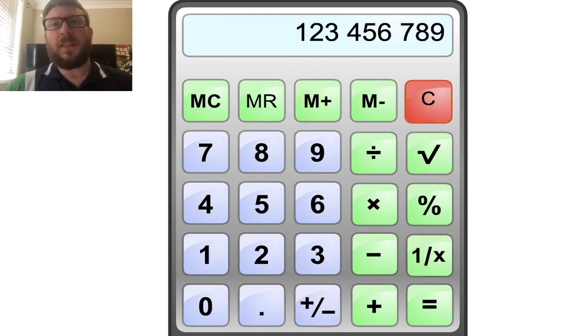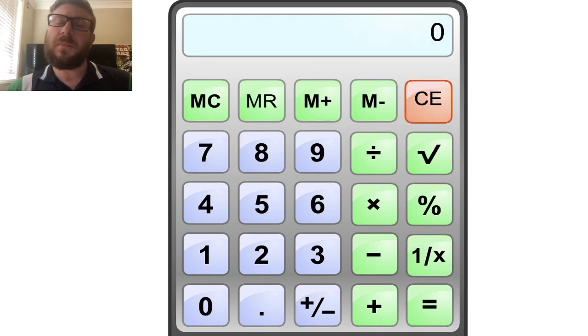We've got this very important button at the top. See the C button? That's our clear button. Now, if we want to clear something that we've put into our calculator, we push the clear button. See, now I've cleared that off.